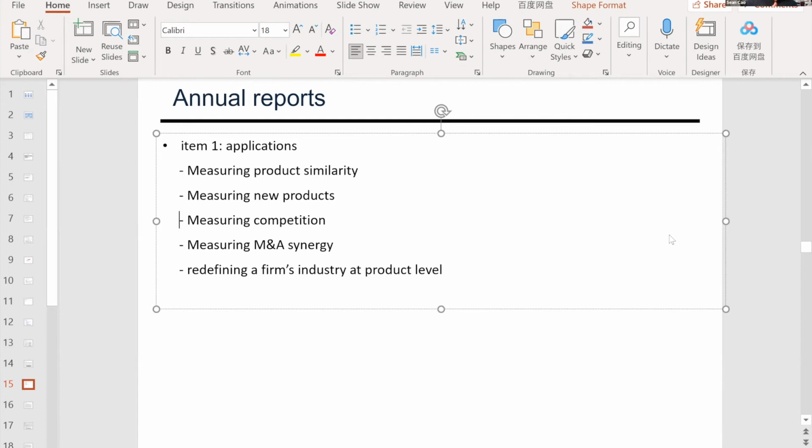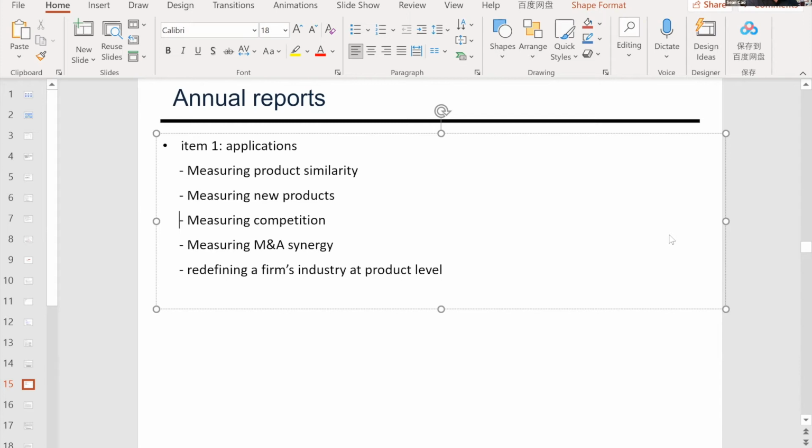And one way you can do it is you get the product similarity between your firm and the candidate firm, and you can see the product similarity. And once you have product similarity, you can see whether that similarity helps the synergy or damages the synergy. That's something you can test. This is just one example I want to give you guys of how to use 10K. It's a very powerful item one. So we talked about product similarity, we talked about new products, we talked about competition, and we talked about merger acquisition synergy.